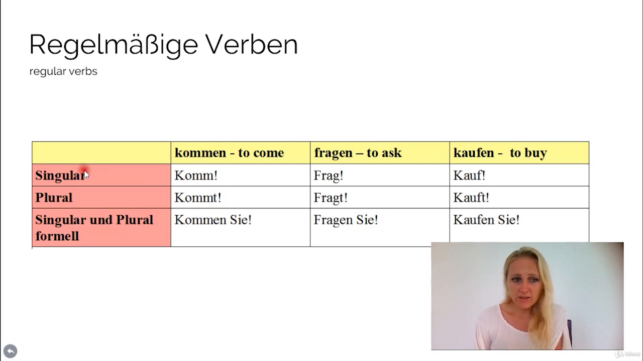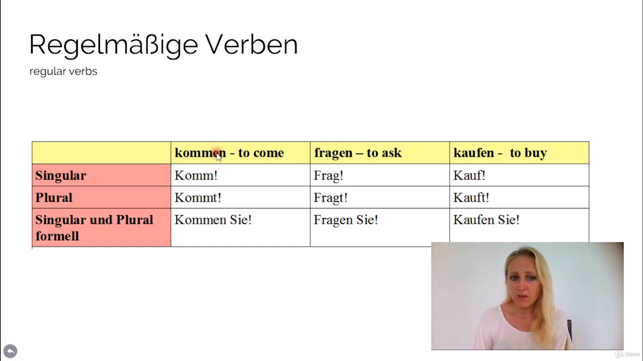So for the singular, if you talk to one person in the informal way, let's say to your friend, here we have the verb kommen, to come. The imperative form is komm. It means come, like come here, for example. As you see, you just need the stem of the verb kommen, and you take away the en. What is left is the stem, and this is the imperative form in German.